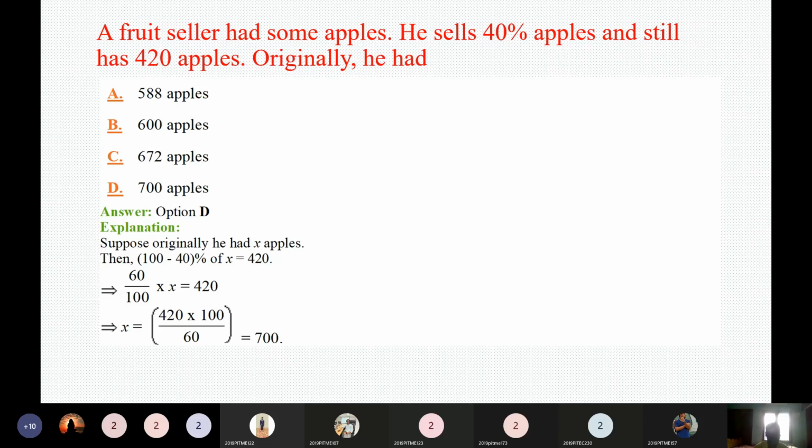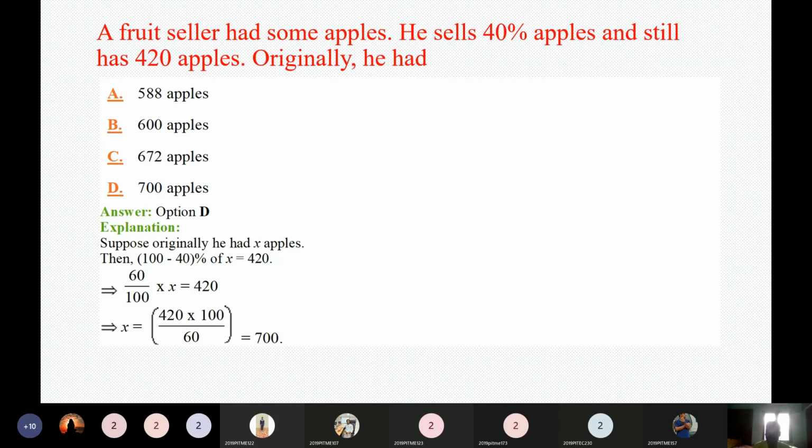Now you can check those values. For example, if he had 700 apples, he sold 40% of the apples. Do you know how much 40% of 700 is? Anyone, can you tell how much 40% of 700 is? How to calculate?